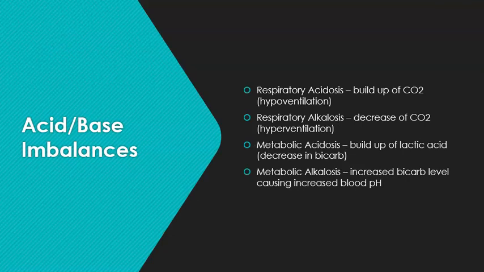An overview of the imbalances that we're looking at. So there's 4 total imbalances that we are interpreting off of our ABG value. Again, the respiratory acidosis is a buildup of CO2, which we see with hypoventilation. Respiratory alkalosis is the decrease of CO2, which we see in hyperventilation, so they're blowing off too much CO2. Metabolic acidosis is that buildup of lactic acid where we see the decrease in bicarb. And then metabolic alkalosis is the increased bicarbonate level causing that increase in our blood pH level.